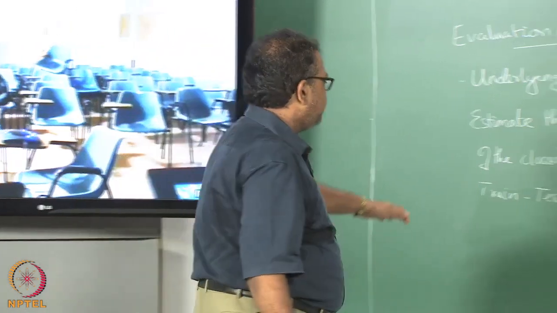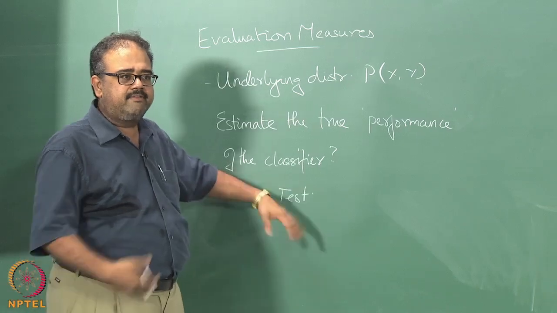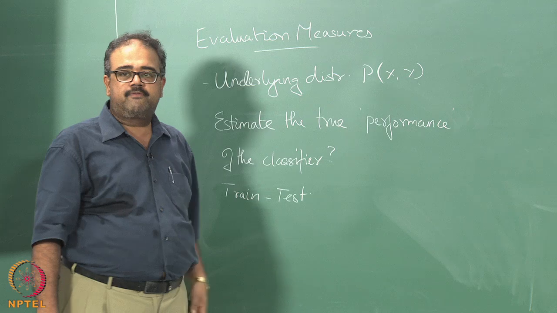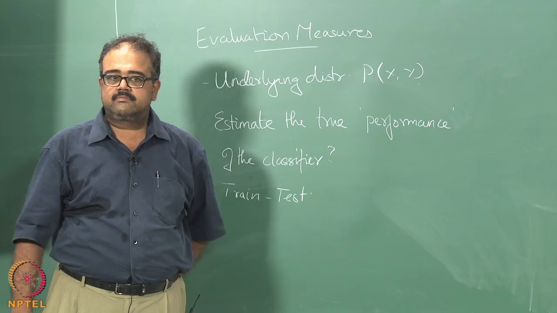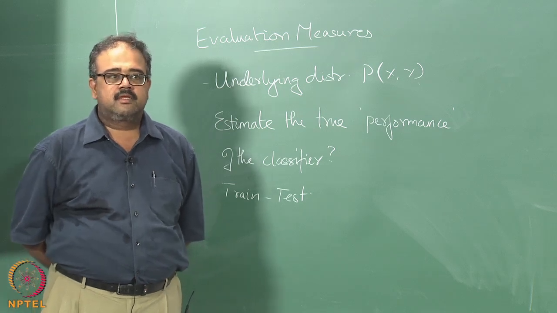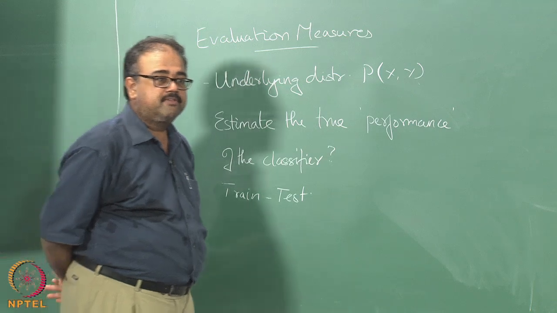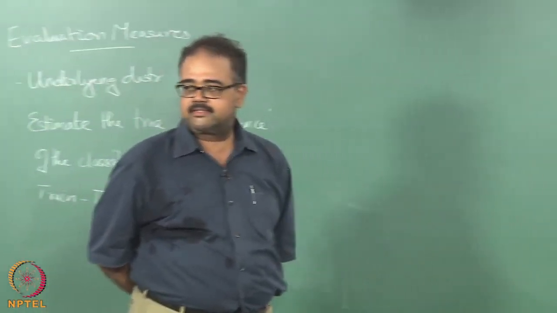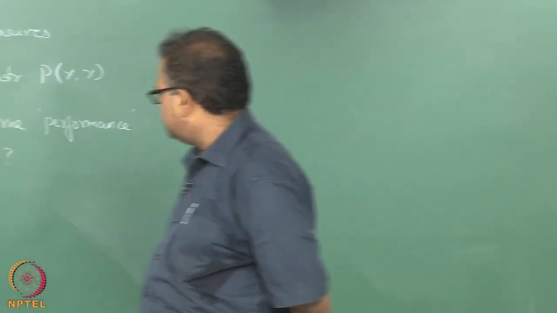So if I estimate parameters on the training data and run it on the test data, that will give you some performance. Is that a good estimate of the true performance of the classifier? Why not? So test data might not be independent of the training data. The training data may be biased. I might have overfit the model.